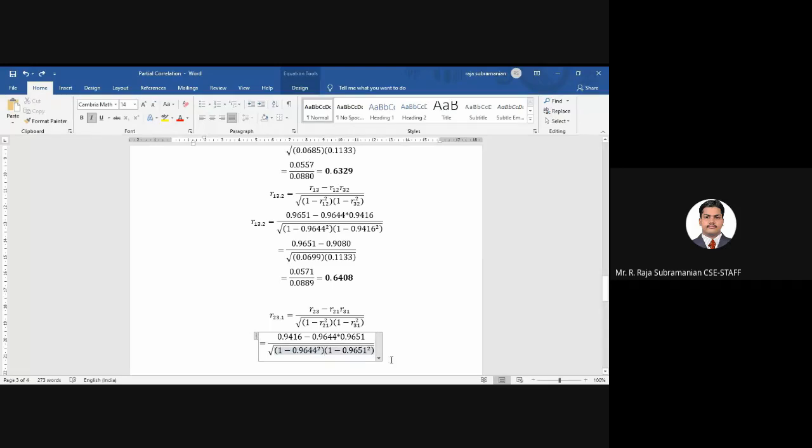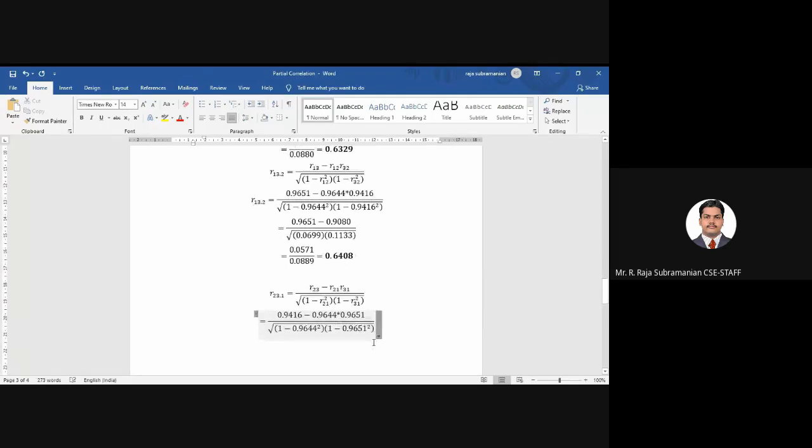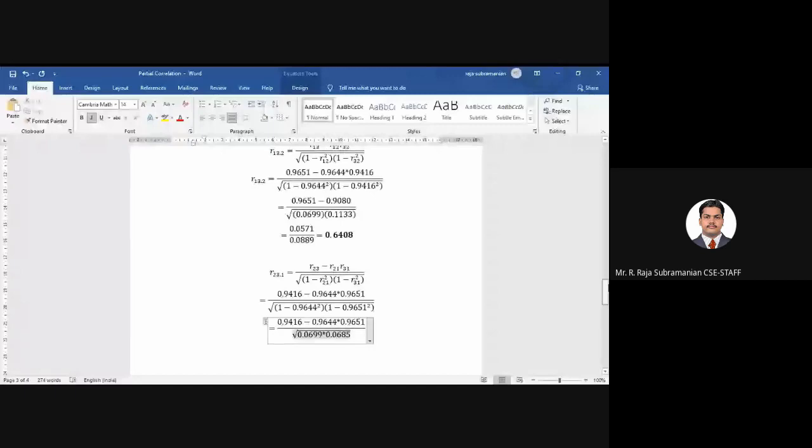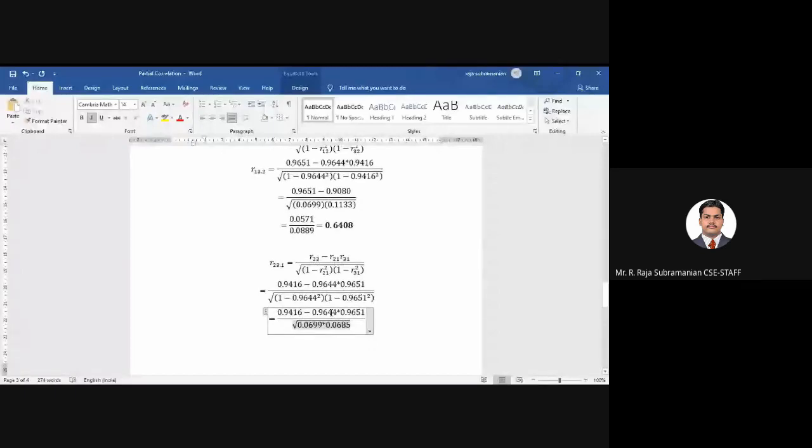No calculations, because I just took it from the top and then I put it here. I made it correct in the denominator. What is this? 0.9644 into 0.9651 is 0.9307.